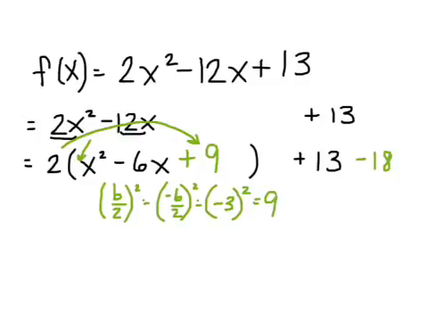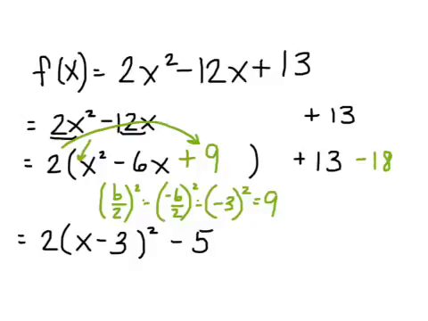Now from here, I'm going to factor, and again, this just follows the rules of completing the square. And then I cleaned up the outside. 13 minus 18 is negative 5, and now I have it in that form.